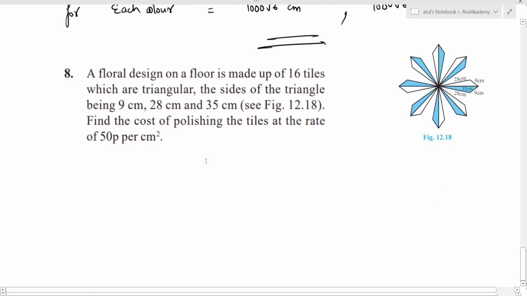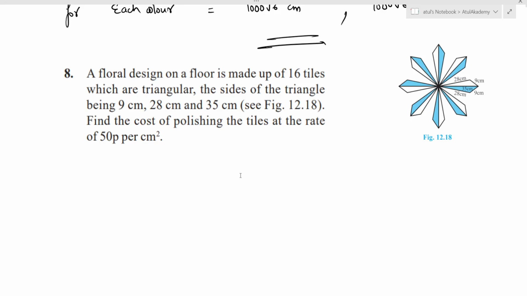Fine. Now let us move to the last question of this video. This is also again an easy thing. You have to again use this Heron's formula only. But here if you see, you have a pattern in which you have 16 tiles. All are similar tiles, so the area will be same for each of them. So first use Heron's formula, calculate the area of one tile, multiply by 16, then multiply by this rate. It's 50 paisa. You can make it in rupees and calculate. Okay, let's do step by step.